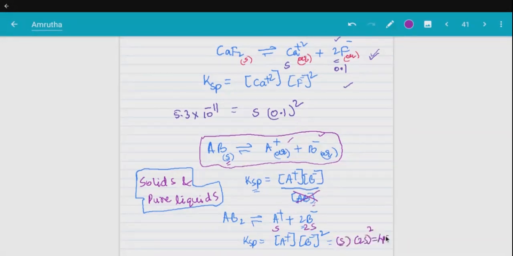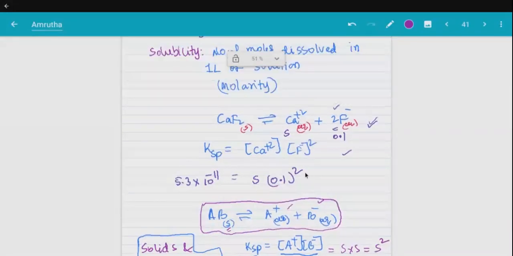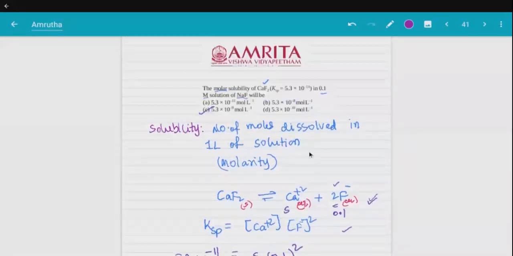This is 4S cube. S is just a molarity: how many moles it is soluble. If it is 1 mole, 1 into S. If it is 2 moles, 2 into S. Use this expression. And for this, S into S is simply S square. Got it? Similar thing we did here. Solubility, our final answer should be C.